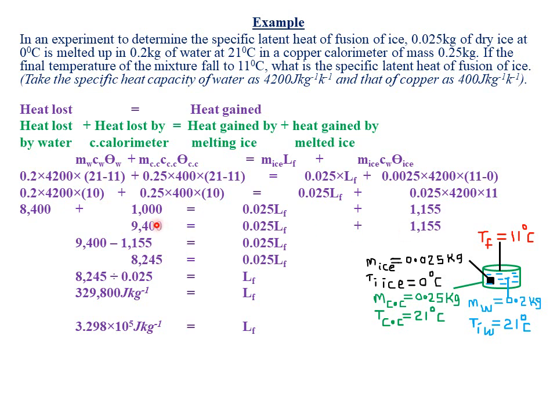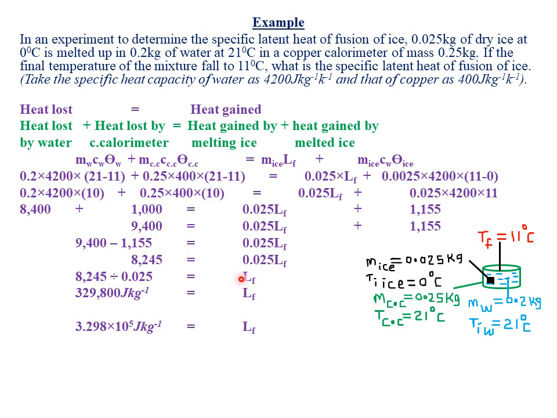Then if I collect the like terms, I'll simply take 1155 towards the left hand side, so that I have 9,400 minus 1155 being equal to 0.025 LF. Then 9,400 minus 1155, I'll simply obtain 8245 being equal to 0.025 times LF.